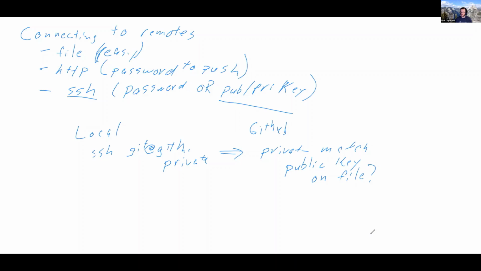Does it match the public key on file? So I'm not actually sending the private key. There's other cryptographic stuff going on, but basically I'm authenticating. I know what my private key is. I send some token that indicates that. GitHub says, does your private key match what I have for your public key? The reason why I use private and public keys here is because I don't want GitHub to have my private key. I might be using that for lots of things.